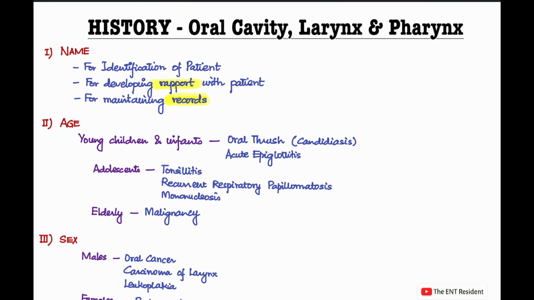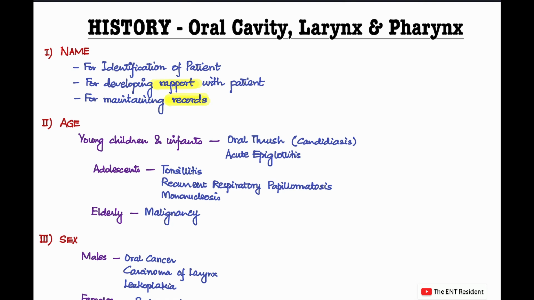In young children and infants, you'll see oral thrush or candidiasis happening more often, even acute epiglottitis. Whereas in adolescents, you'll see more recurrent cases of tonsillitis coming to you for tonsillectomy, then recurrent respiratory papillomatosis, and mononucleosis. And this is something everybody knows: malignancy is more common in the elderly. So, this is the importance of age in history taking here.